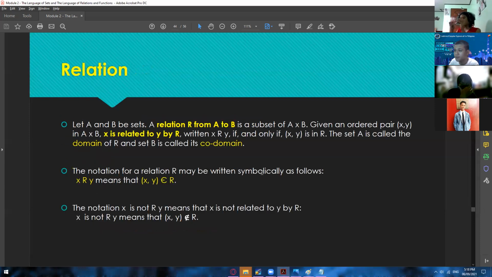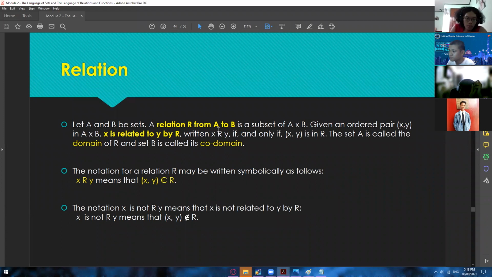Okay, so let's now proceed to the relation. To make it simple, a relation is composed of two elements, wherein we must have this first element and then this second element for us to call that one a relation. The same with how we are related to our parents, and how we are related to our friends, or to our colleagues. Those are called relations.